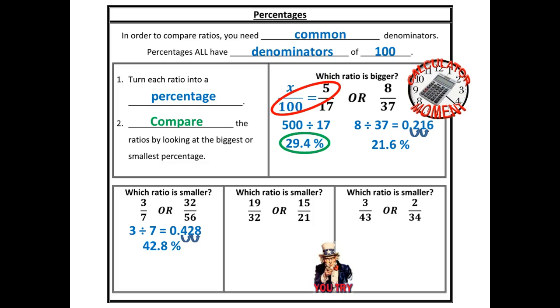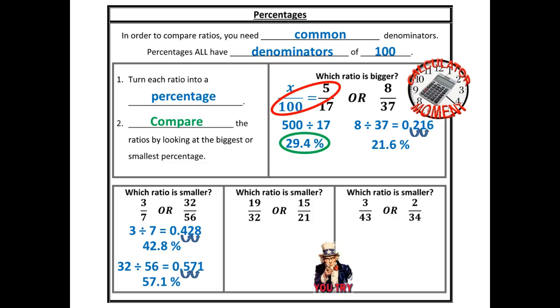Do the same thing with my second ratio. 32 divided by 56 gives me 0.571. I'm going to multiply by 100 or move my decimal 2 place values to the right. That's going to give me 57.1%.